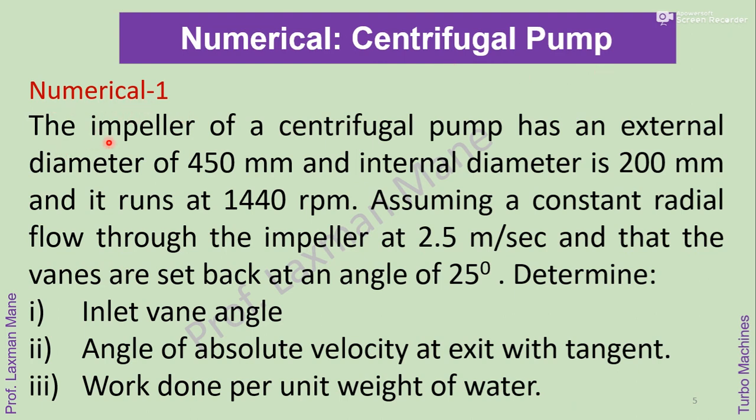First numerical: the impeller of a centrifugal pump has an external diameter of 450 mm and internal diameter of 200 mm and runs at 1440 rpm. Assuming a constant radial flow through the impeller at 2.5 meter per second and that the vanes are set back at an angle of 25 degree, determine inlet vane angle, angle of absolute velocity at exit with tangent, and work done per unit weight of water.